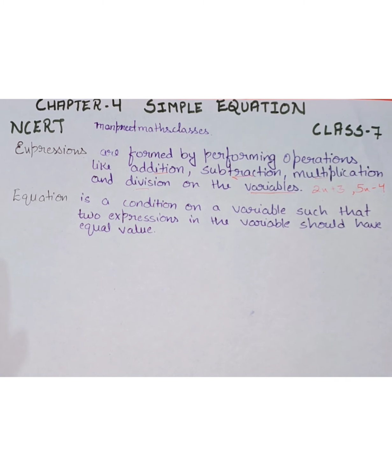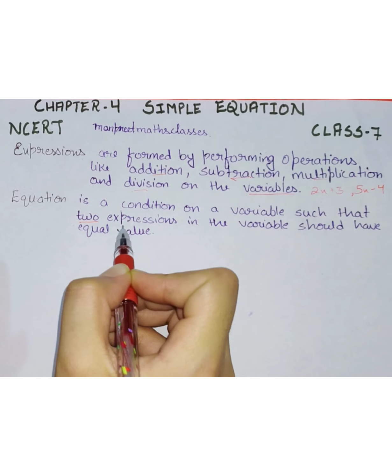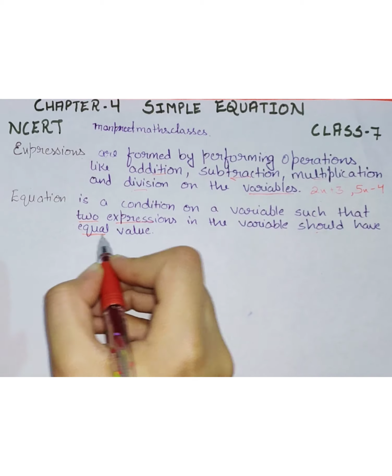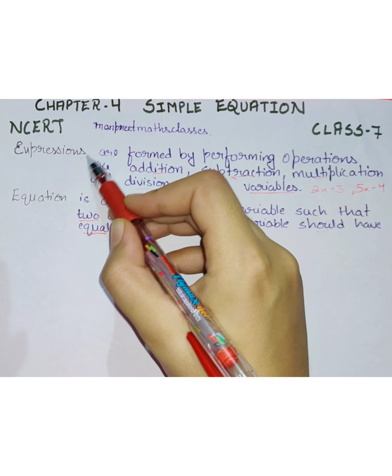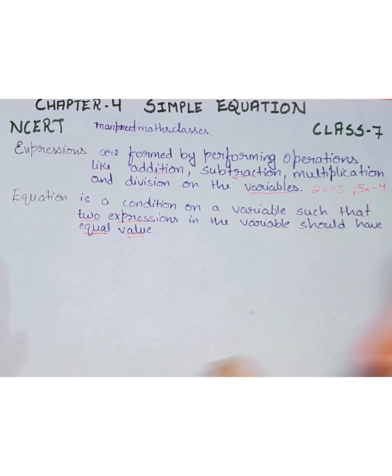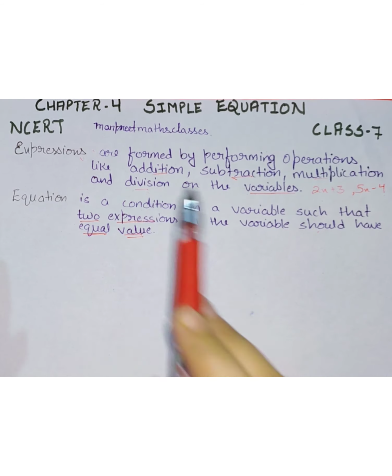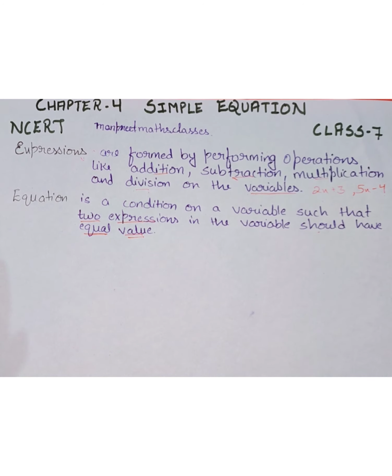Now come to equation. Equation is a condition on a variable such that two expressions in the variable should have equal value. So first of all, it should be clear what are expressions. Expressions are formed by performing operations like addition, subtraction, multiplication and division on variables. So 2x plus 3, 5x minus 4, you can form as many expressions as you want.